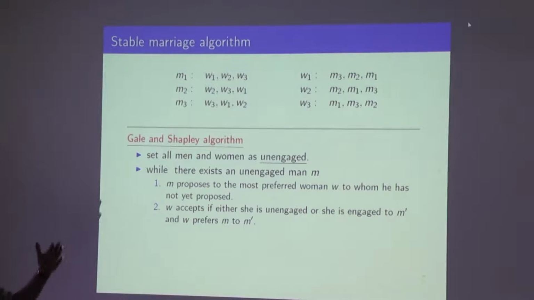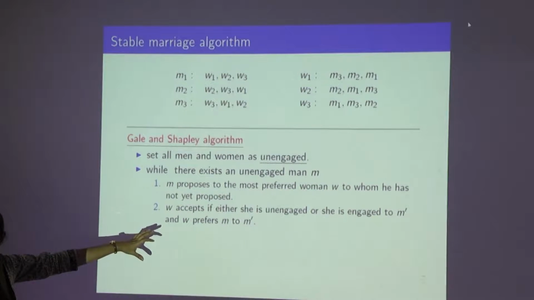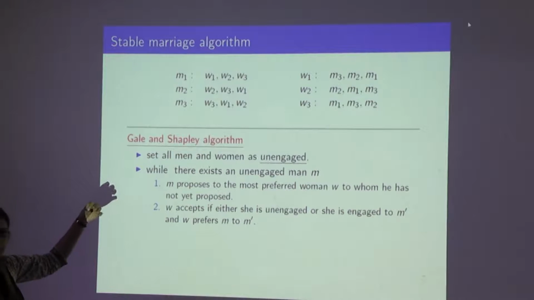She already has a partner whom she prefers better than the current proposer, right? But now it could also happen, remember we are going from the men's side, that currently the woman got a proposal from some man and she accepted that proposal, but then later on she got a proposal from a person whom she prefers better, in which case she is going to reject her current partner and accept the current proposal, which is better for her in her preference list, right?